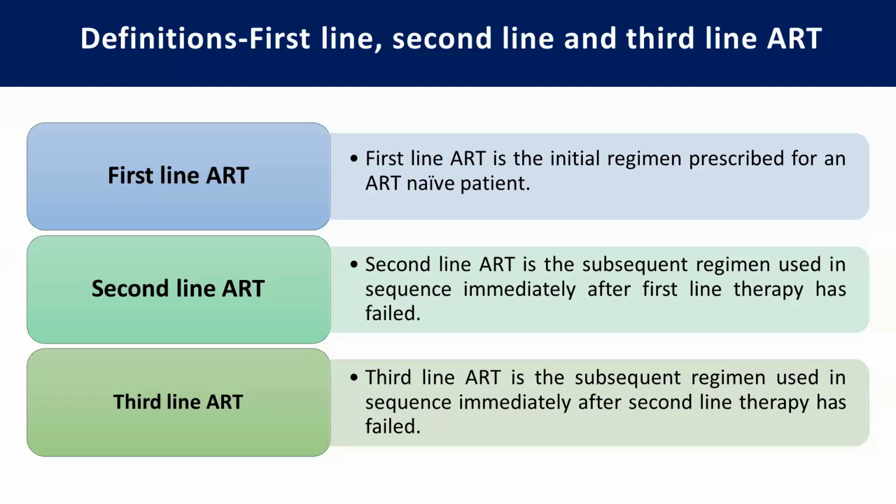Then second line ART is the subsequent regimen used in sequence immediately after first line therapy has failed. So after first line therapy failed, what was the regimen which was used in sequence? That is the second line. And third line is the subsequent regimen used in sequence immediately after second line therapy has failed. So that is the definition.